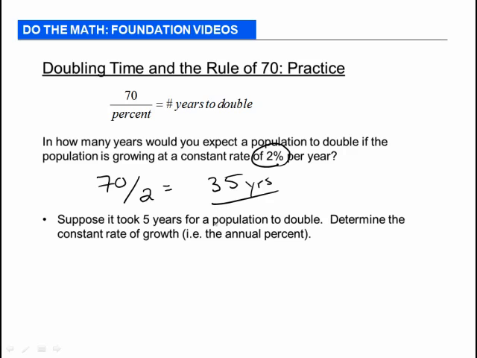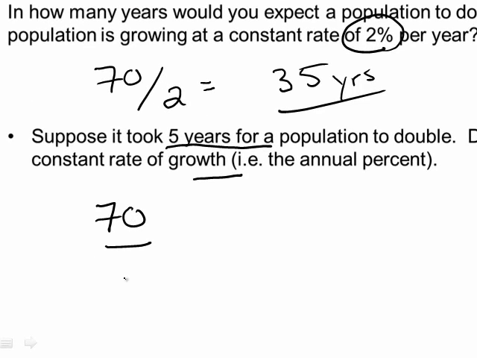In the second problem, we have 5 years for a population to double. Determine the constant growth rate. So this is a little different kind of problem because it's trying to solve for the percentage. So you could say 70 divided by p equals 5.